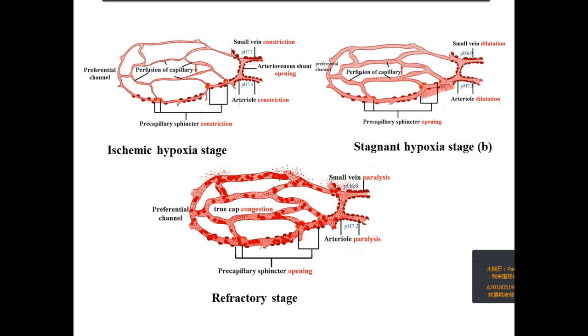Now the last stage, the refractory stage, alteration of tissue perfusion, vasodilation more, and hyperparalytic vasodilation. No response to vasoconstriction drugs. In the microcirculation, microthrombi form and DIC happens. Now, during the stage, no perfusion, no flow. Why no perfusion, no flow?